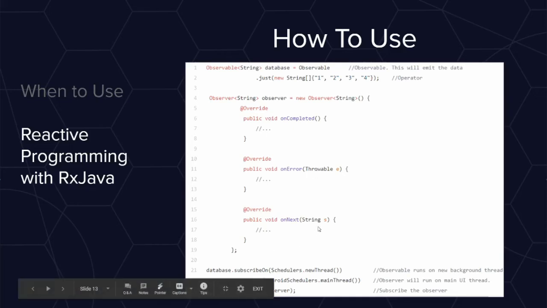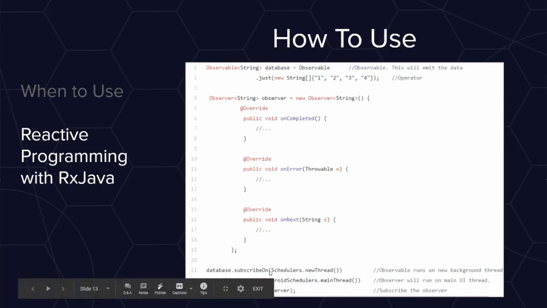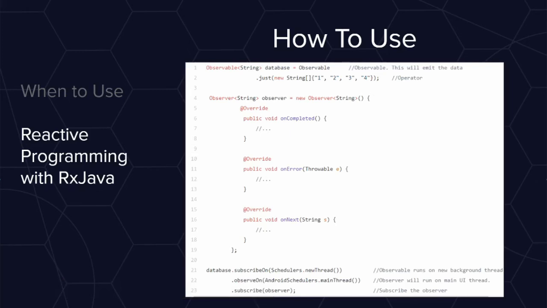The third key component is managing concurrency with the scheduler. The subscribeOn method call tells the database observable to run on the background thread. The observeOn method call tells the observer to run on the main thread. This is the basic code example of how reactive programming is used with RxJava.